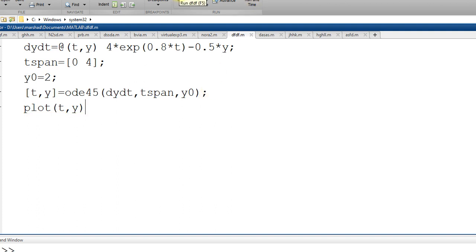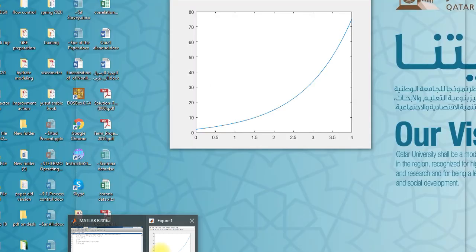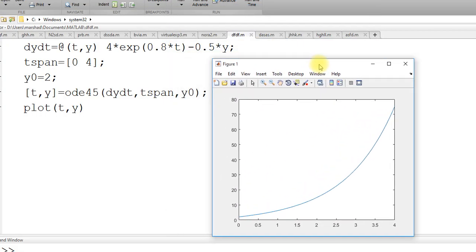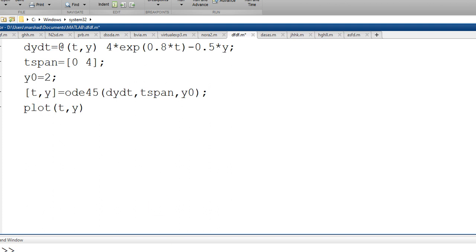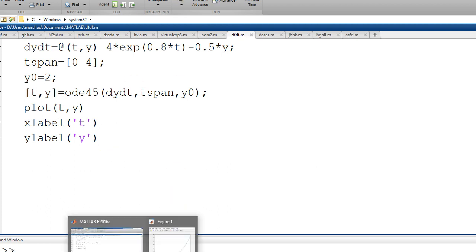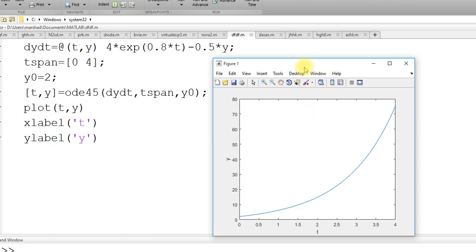So you can see that it's very easy to solve a differential equation using MATLAB. And here we got the graph. This is y, this is t. And if you want, add xlabel, t, ylabel, y. Okay, and here is your graph of y and t.